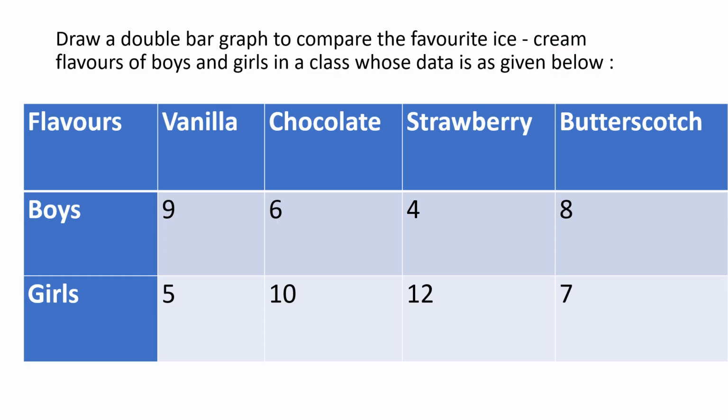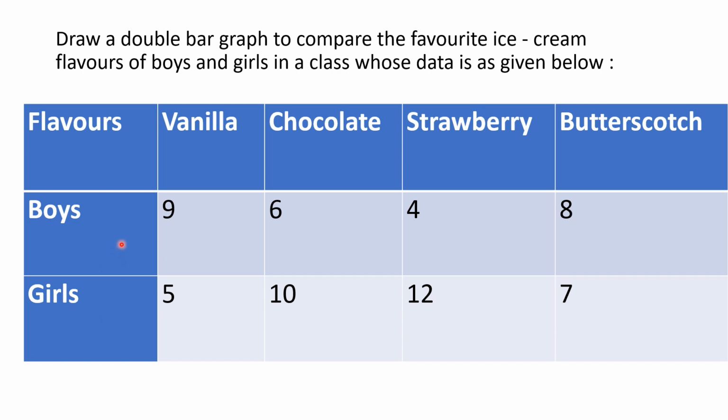Let us prepare a double bar graph on graph paper. Draw a double bar graph to compare the favorite ice cream flavors of boys and girls in a class, whose data is as given below. It is the data. Here, flavors: vanilla, chocolate, strawberry, and butterscotch. And here are two categories, boys and girls.